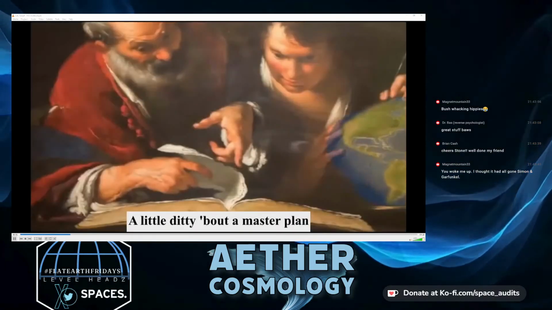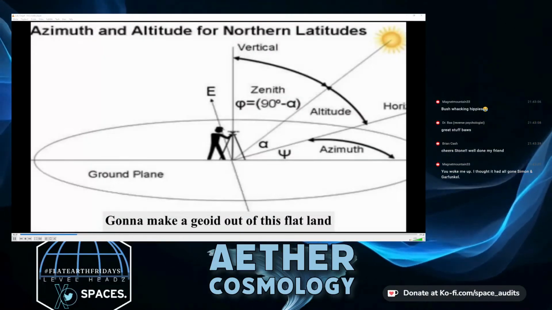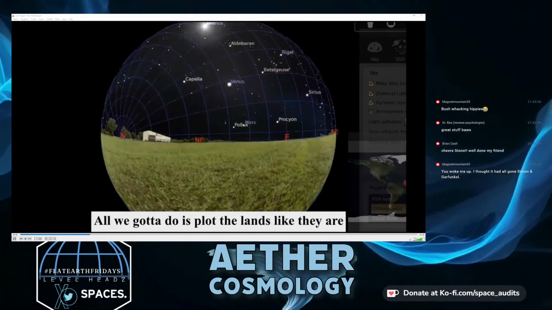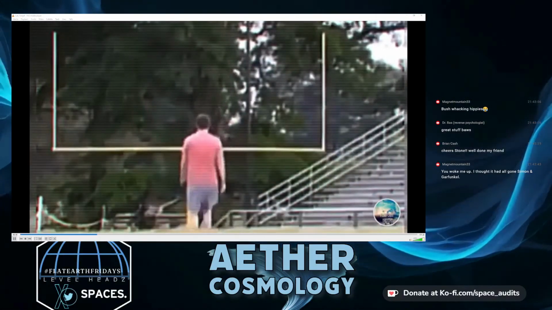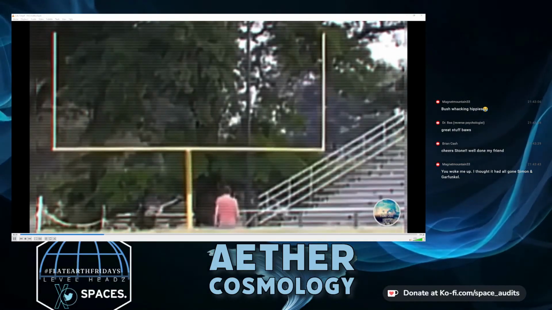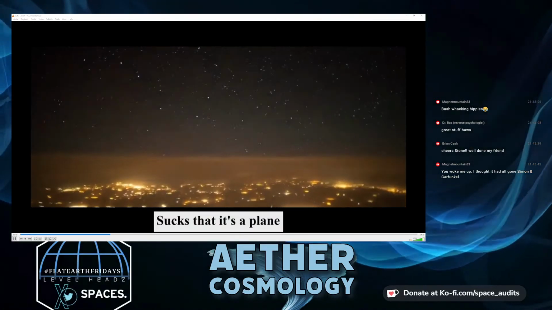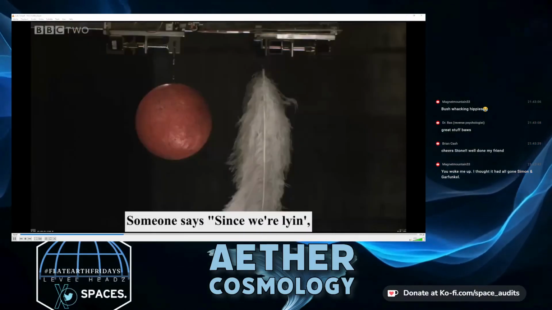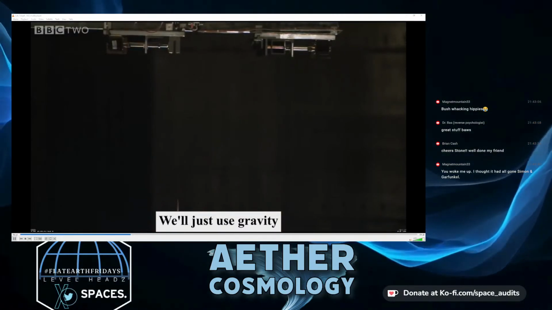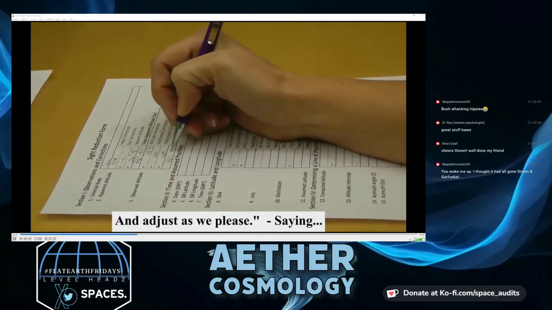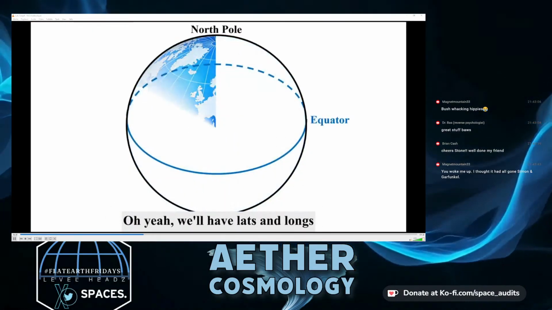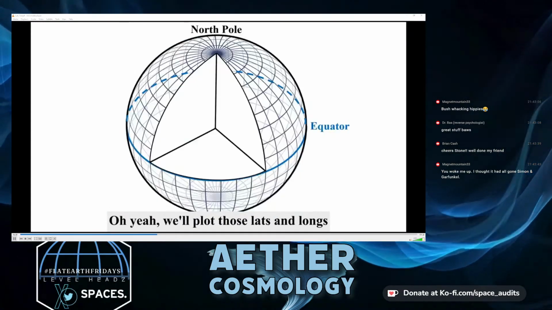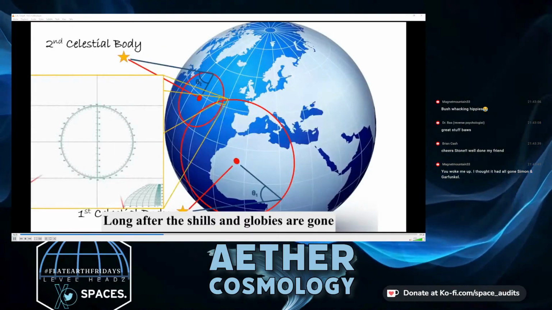A little dig about a master plan. Gonna make a geoid out of this flat land. Sky's looking like a big bowl of stars. All we gotta do is plot the lands like they are. Sucks that it's a plane, and this won't be a breeze. Have to make a curvy map made to match what we see. Someone says since we're lying, we'll just use gravity. We'll deflect the vertical and adjust as we please. Saying, oh yeah, we'll have lats and longs lined up to the sky so you can't prove it wrong. Saying, oh yeah, we'll plot those lats and longs long after the shales and globe is all gone.